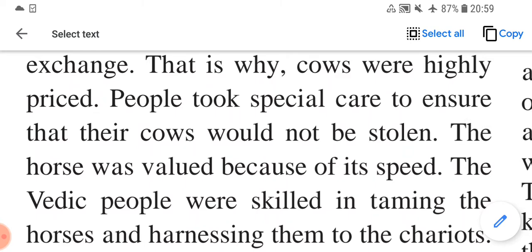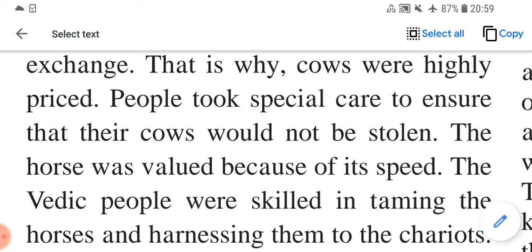People took special care to ensure that their cows would not be stolen. The horse was valued because of its speed. Horses were used because they run very fast.